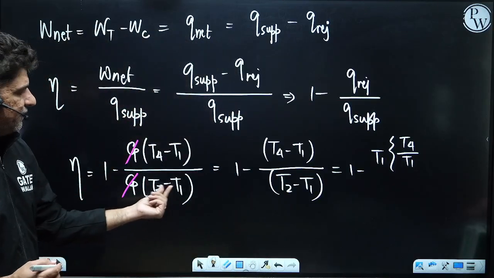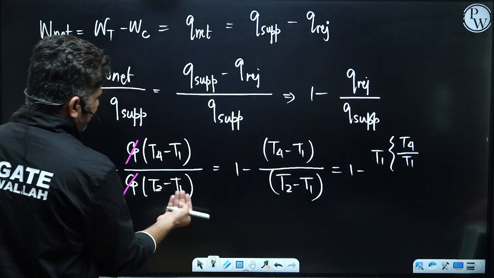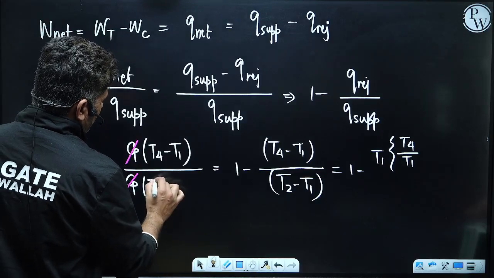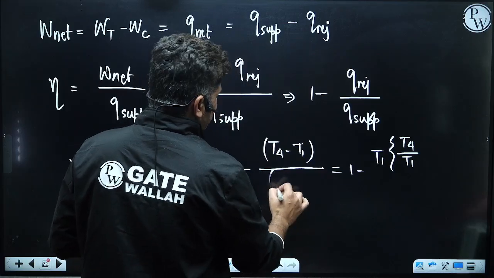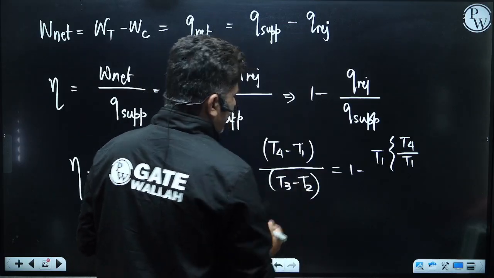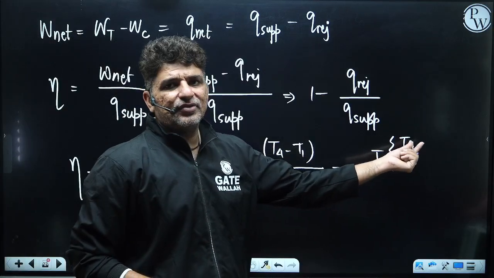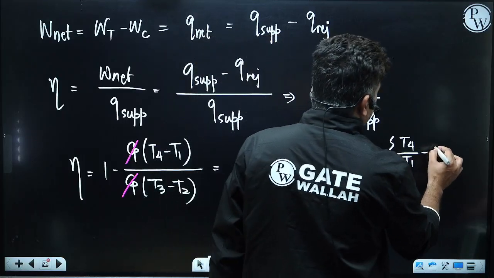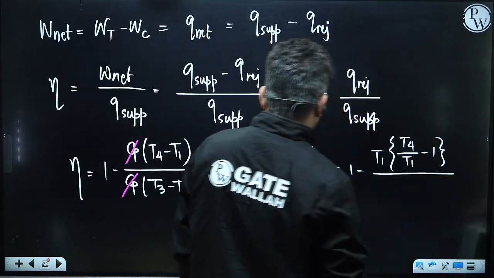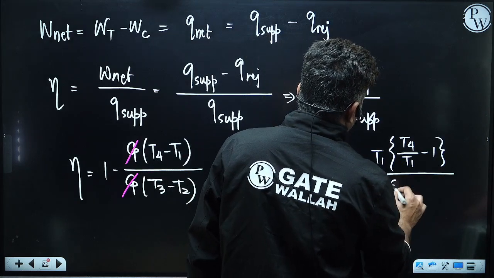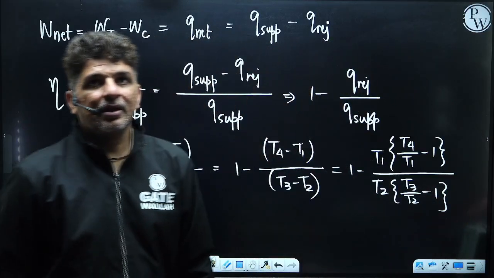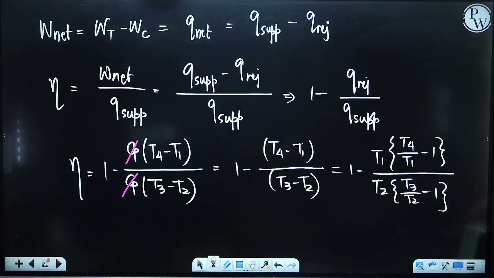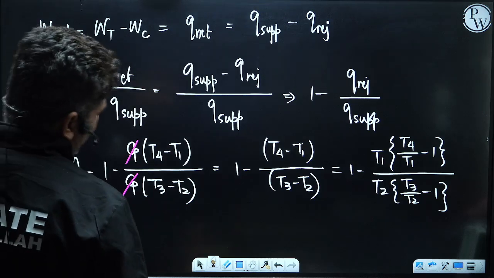Heat supply, I have mistakenly written T2 minus T1. It is T3 minus T2. Okay, so T3 minus T2. I will take T1 common from the top. This will become T4 by T1 minus 1. And I will take T2 common from the denominator, so it will become T3 by T2 minus 1. So 1 minus, on the numerator it is T1 times (T4 by T1 minus 1), and denominator T2 times (T3 by T2 minus 1).